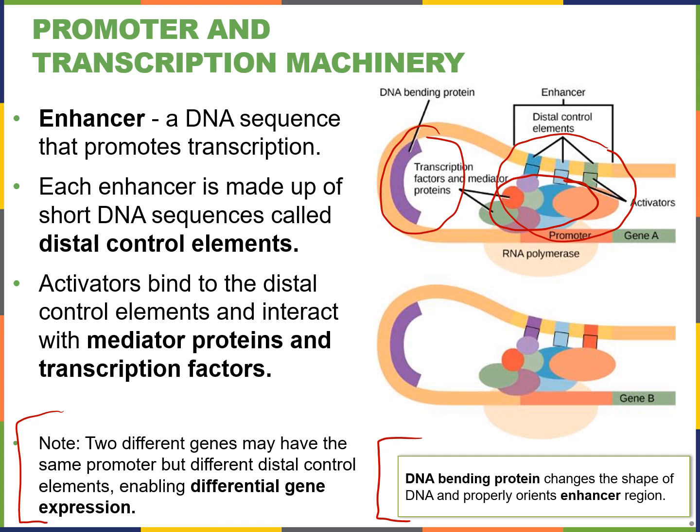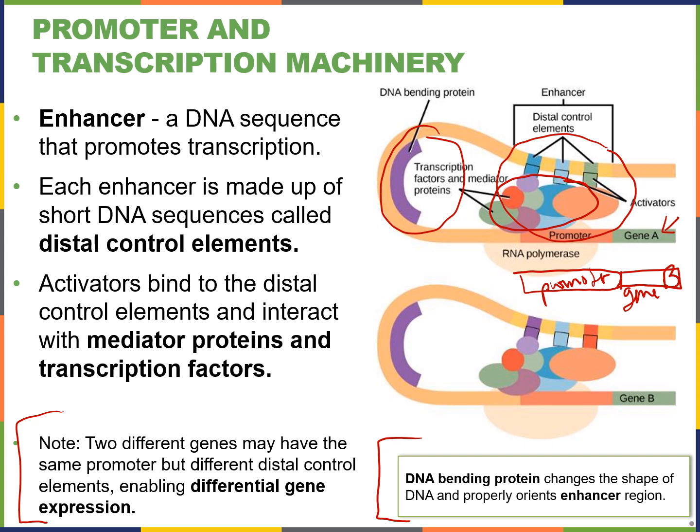I wanted to mention that 2 different genes might have the same promoter. So let's say I have another DNA molecule over here. Here, this is gene B, different gene from gene A, but it might have the same exact promoter. So how do I make sure that I turn on one gene without the other and vice versa?